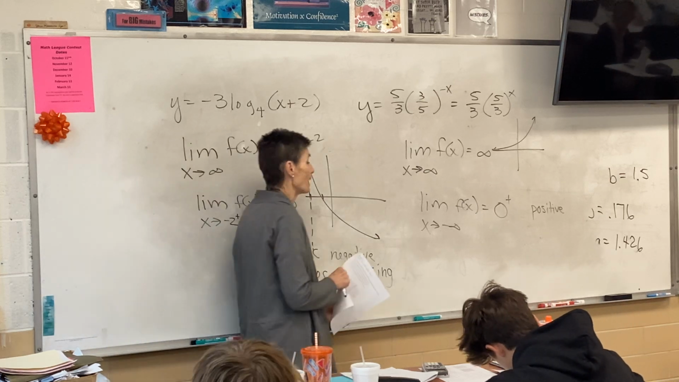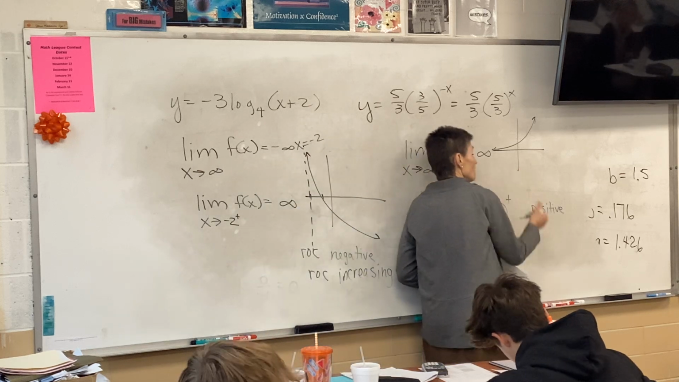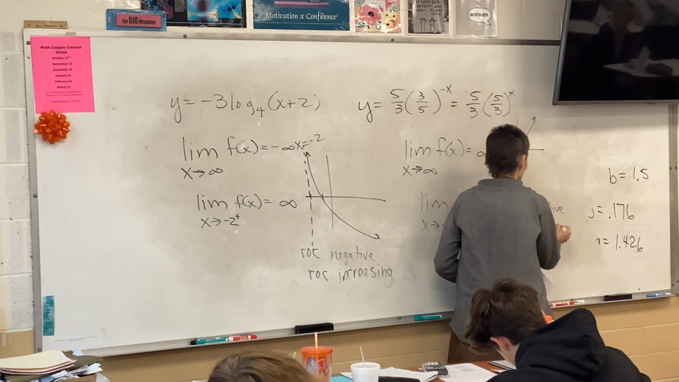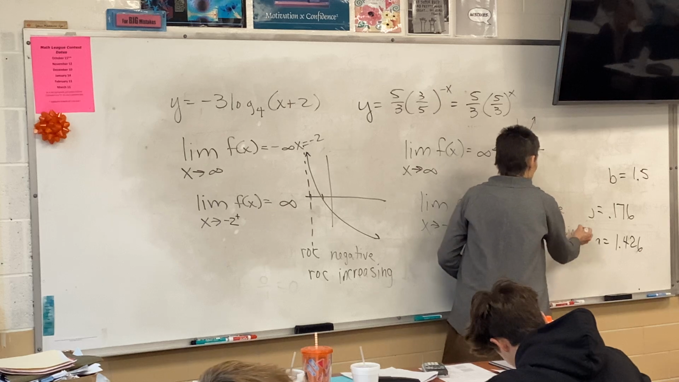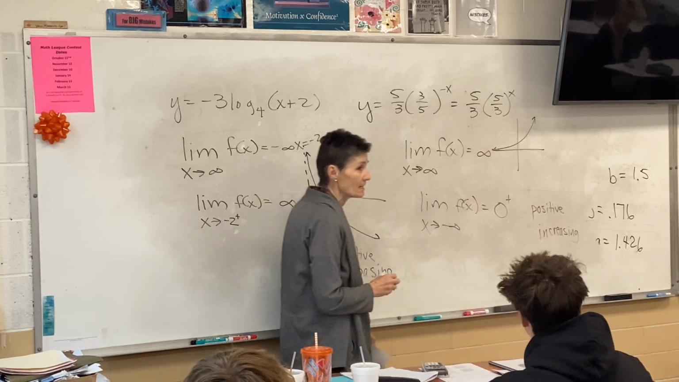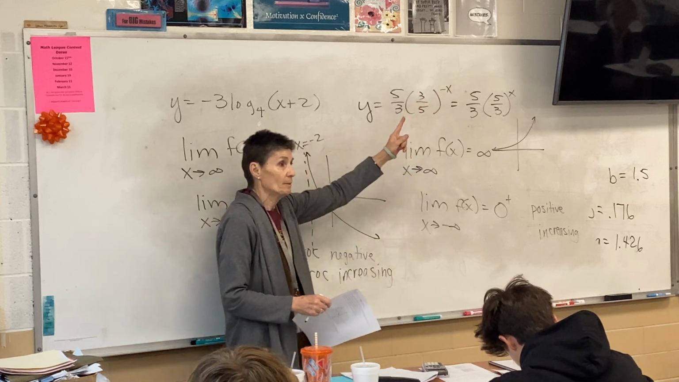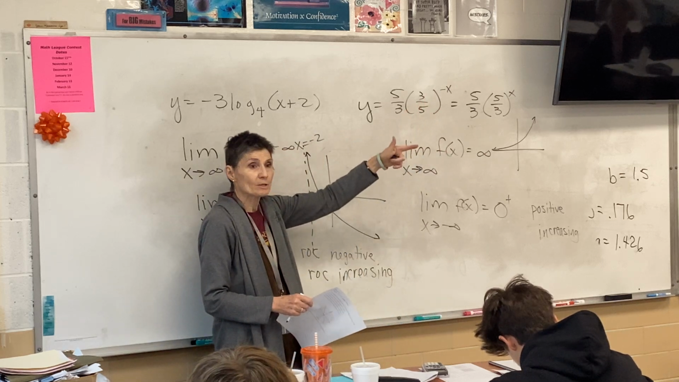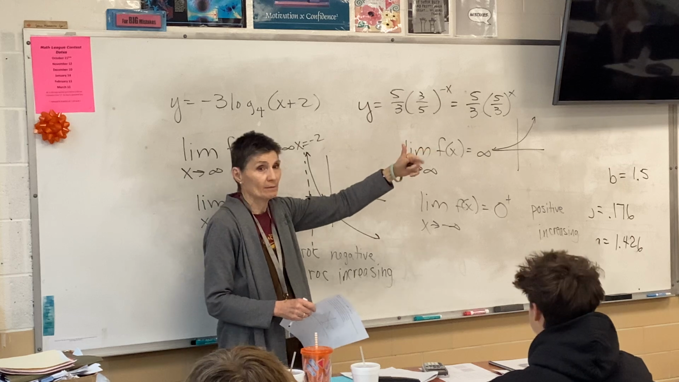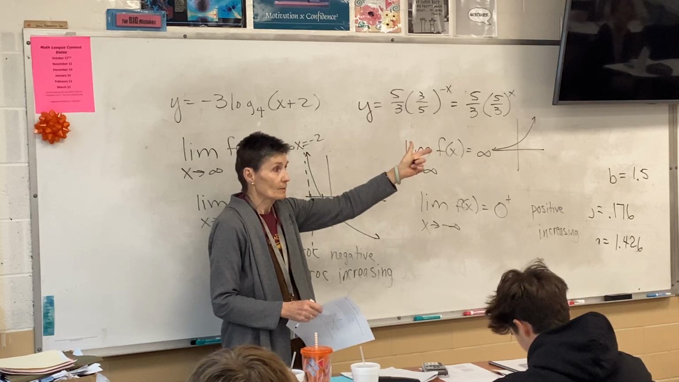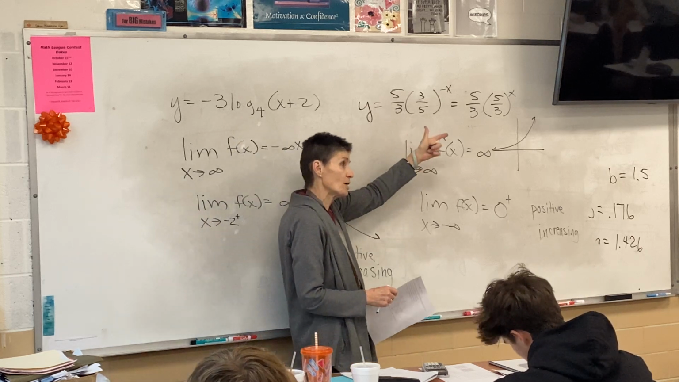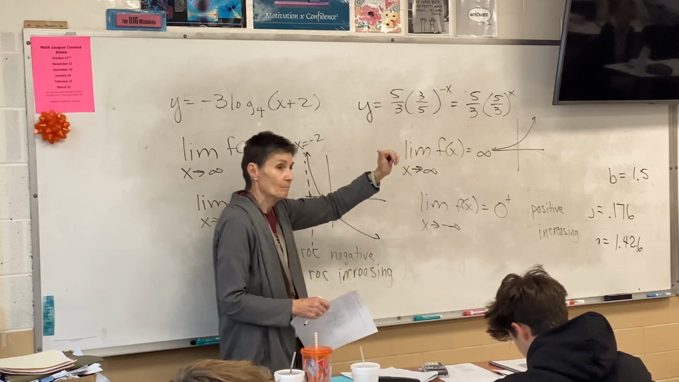All right, how about this guy? What's happening over here? Also increasing. So the rate of change is increasing because the curve is concave up. Exponentials and logarithms are either concave up or down. So they're always either going to be, the rate of change is going to be increasing or decreasing the whole time.